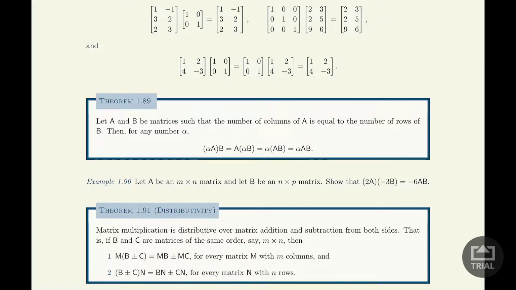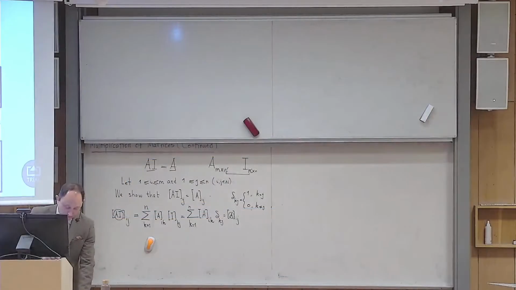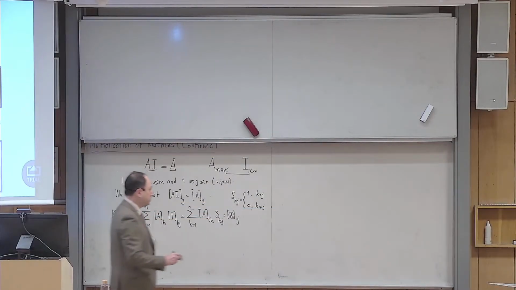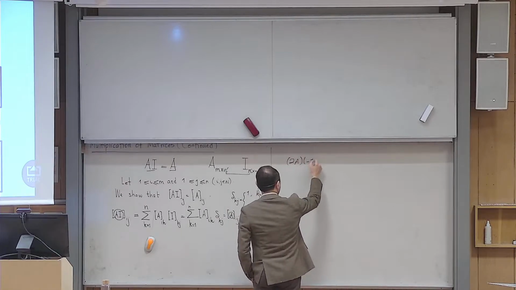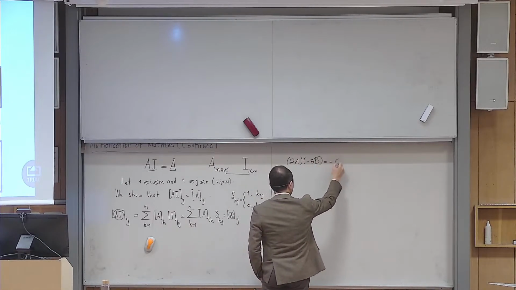But why do you understand that this is the consequence of this theorem? I don't want to prove this theorem. Probably you can work a little bit on it yourself. It is not hard. So why is this true? In principle, if I want to use this theorem to prove this, I have to go through different processes. So for example, we want to show that 2A times minus 3B is equal to minus 6AB.